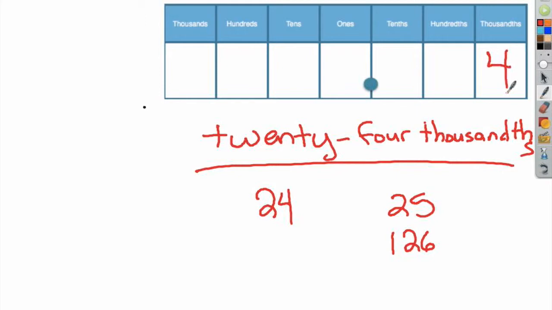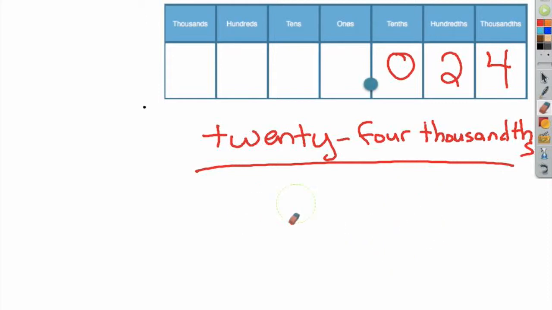This is the easiest way that I know to do this for you guys, because when you start writing larger numbers, look at the last number. What place are they talking about? The final thing they say is thousandths, and then work your way backwards. Would you put the 2 over here, or in the tenths or the hundredths? And then can we just leave a blank after the decimal? What do we need? A 0. So 24 thousandths in standard form looks like this.